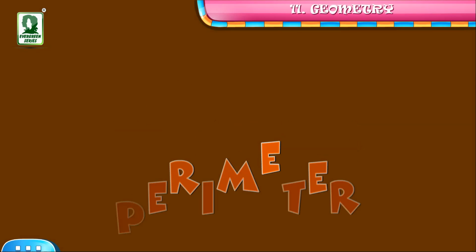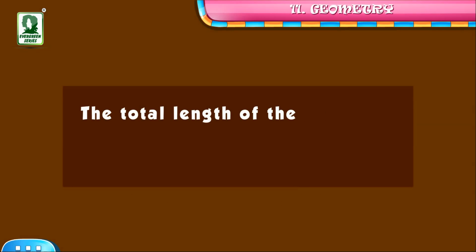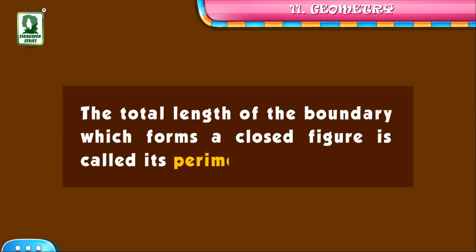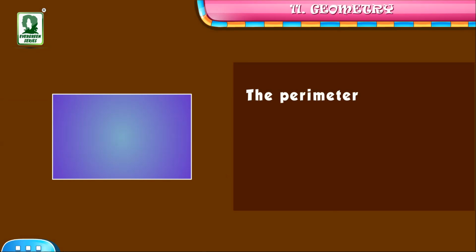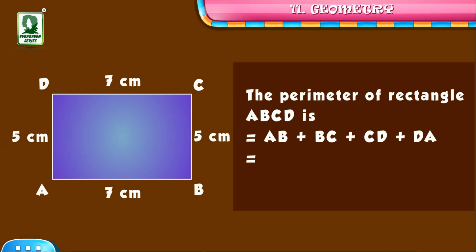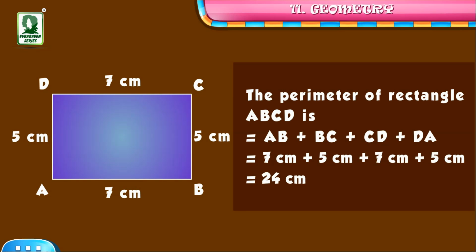Perimeter. The total length of the boundary which forms a closed figure is called its perimeter. The perimeter of rectangle ABCD is AB plus BC plus CD plus DA, which is 7 cm plus 5 cm plus 7 cm plus 5 cm, which is equal to 24 cm.